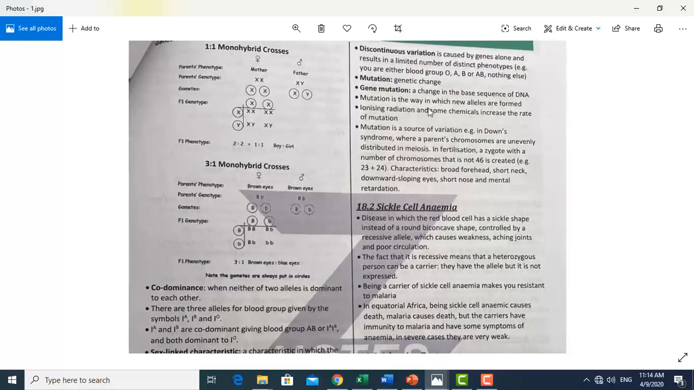Another term is discontinuous variation, which is caused by the genes alone and results in a limited number of distinct phenotypes, for example, the blood group.